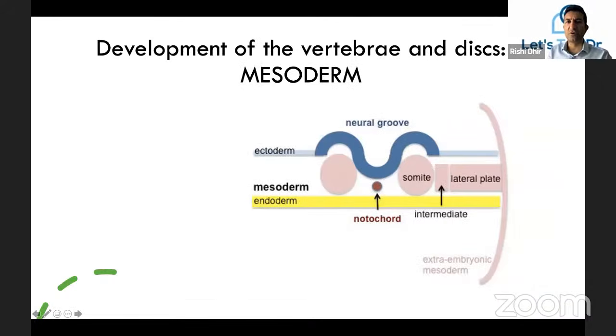So the next thing we move on to, and I think this is probably the most important from an orthopedic point of view, is how do the vertebrae and discs develop? And the tissue that these guys come from is the mesoderm, the middle layer. And that really gives rise to all of the body's connective tissues. And 2 buzzwords that I want you guys to remember for the exam are somites and notochords. Okay, so the notochord will form first, the somites form next.